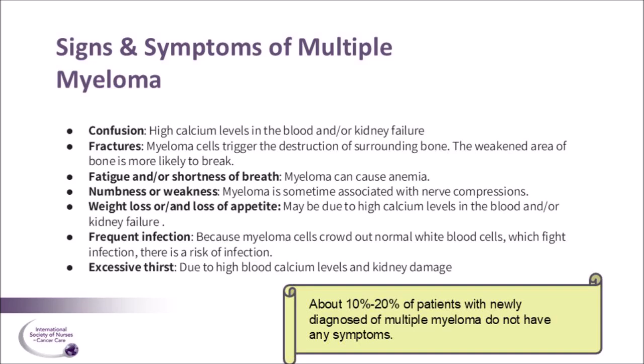Weight loss and/or loss of appetite may be due to high calcium levels in the blood and/or kidney failure. Frequent infections: because myeloma cells crowd out normal white blood cells, which fight infection, there is a risk of infection. And excessive thirst. These symptoms are often related to high calcium levels and kidney damage.